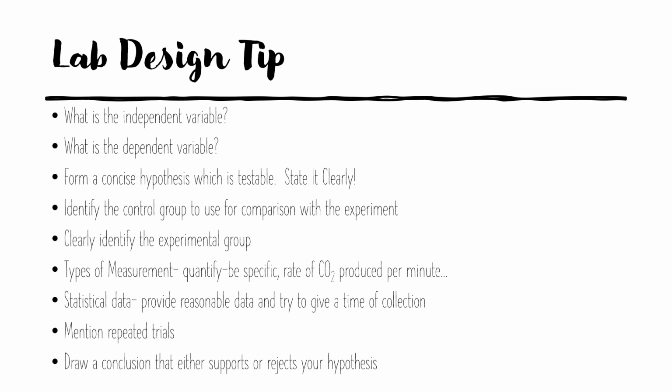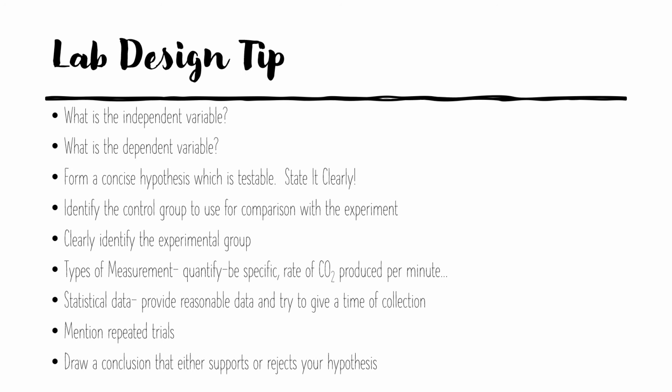Okay, so clearly identify the experimental group. Types of measurement should be considered. So you need to quantify numbers. Okay, be specific. Rates of CO2 produced per minute type of deal. Statistical data. Provide reasonable data and try to give a time of collection. Also mention repeated trials because that's a very good lab design technique. You need repeated trials to eliminate luck.